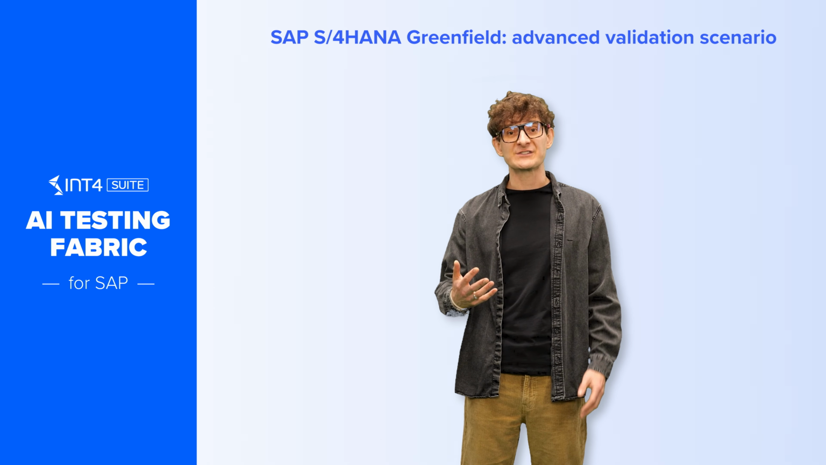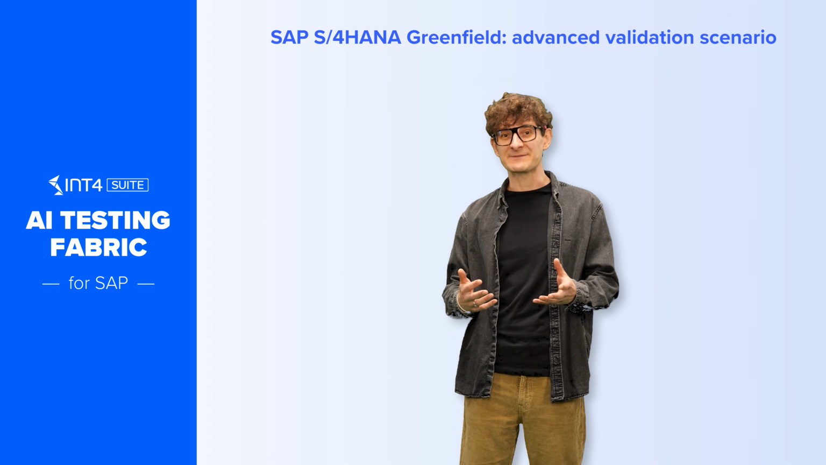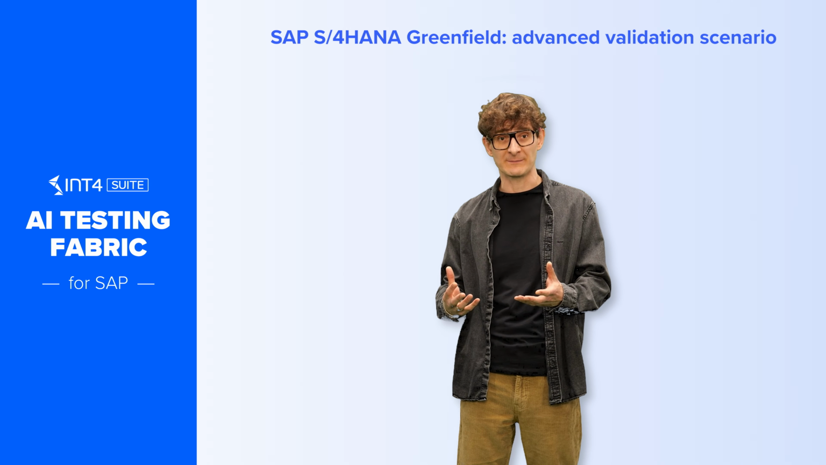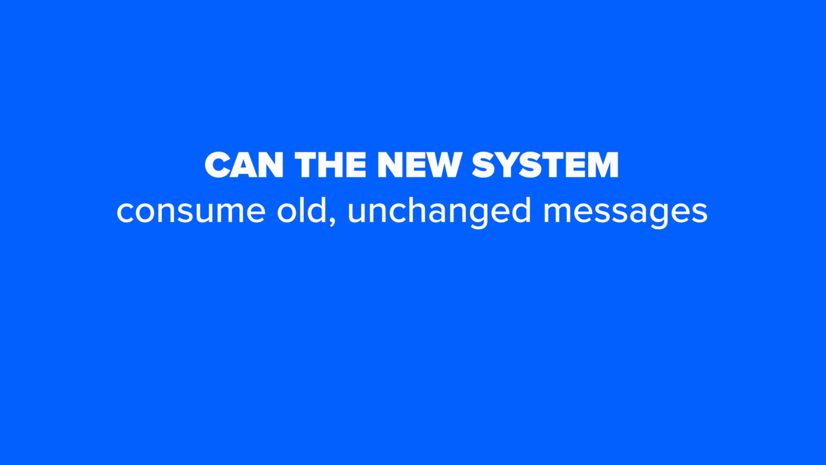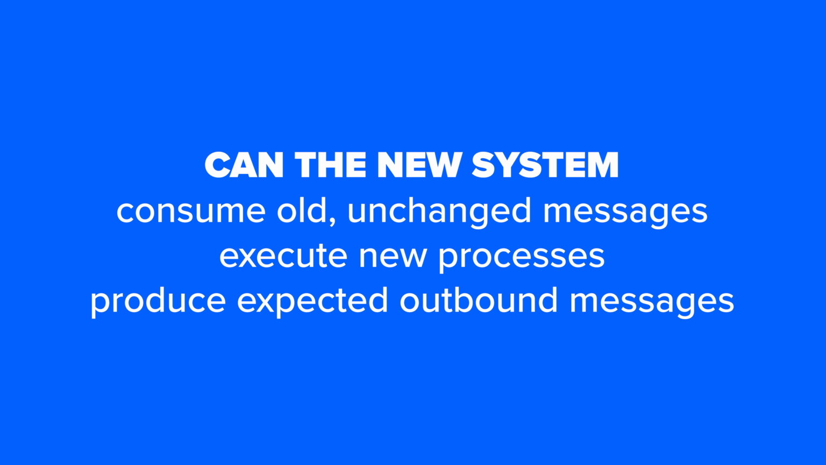So the real question is not only, can the new SAP S/4HANA system consume the old message? The real question is, can it consume the old messages, execute the new process, and still produce the expected outbound communication?